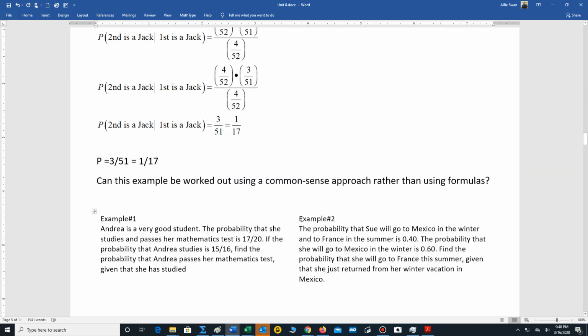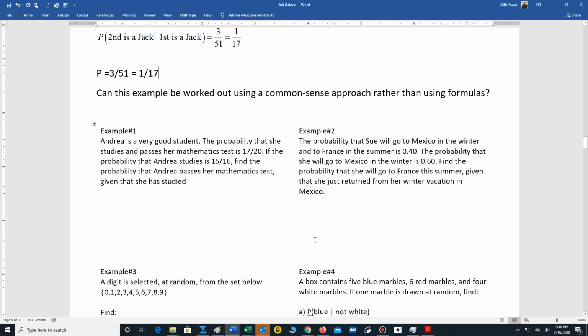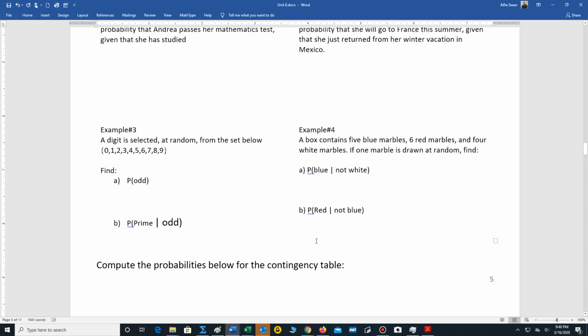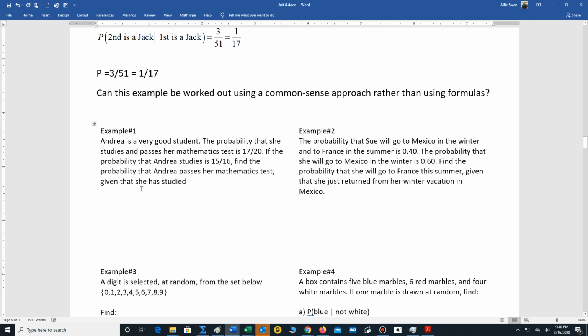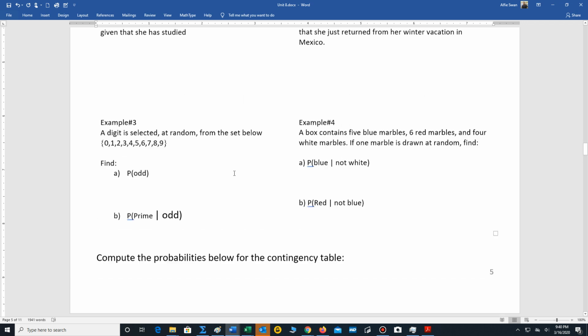All right, so that's the concept. We're going to have everyone try some of these problems. I'm going to go ahead and work out the first example, and I'll work out another example below.